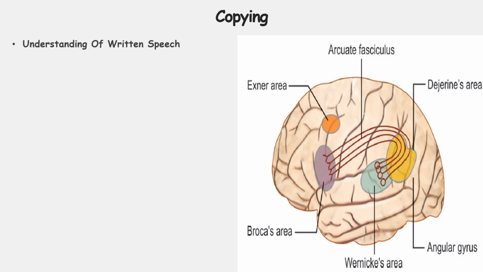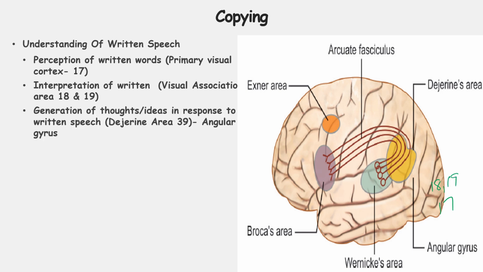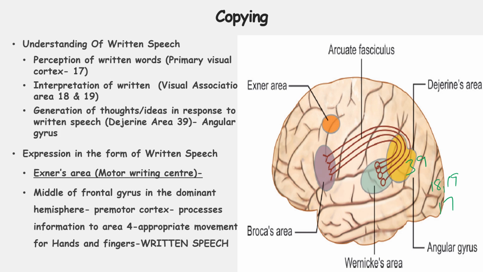And then copying. Perception of written words happens in the primary visual cortex, area 17, and then interpretation happens in the secondary visual cortex, areas 18 and 19. Then generation of thoughts and ideas in response to the written speech happens in the angular gyrus, 39, and then expression in the form of written speech goes to Exner's area. So from the angular gyrus 39 it moves to Wernicke's area. From there, through the arcuate fasciculus, it moves to Broca's area. From Broca's area it goes to Exner's area.